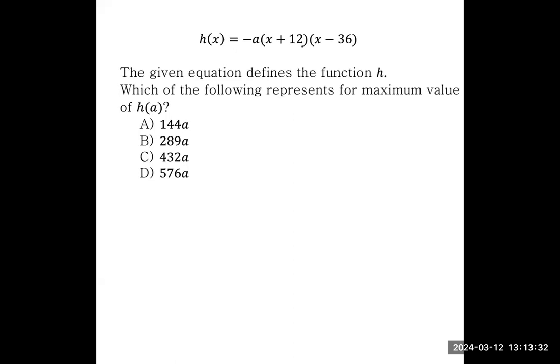Here we're being given a parabola. This is something that if we were to FOIL it out and distribute the minus a, we would get something in the ax squared plus bx plus c format. Even if it's got a lot of variables in it, we still know it's a parabola.